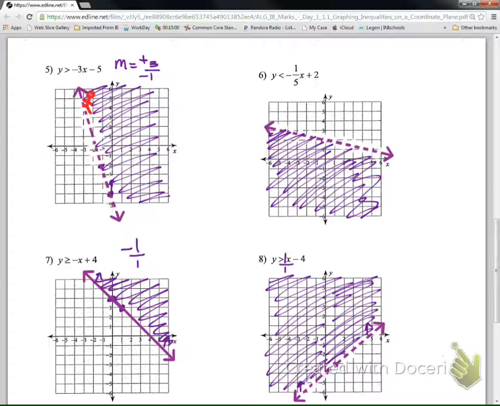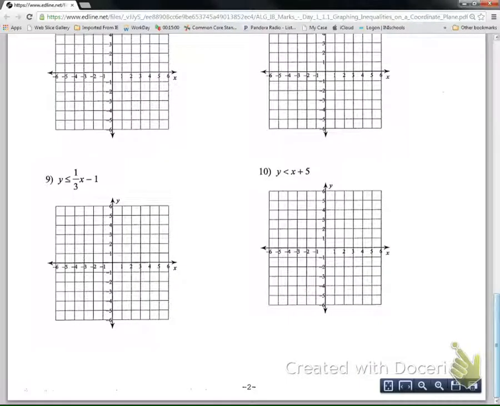Alright. Push pause and do the next 2 problems, and push play when you're ready to check. Problem number 9, you would have to find the y-intercept of -1. The slope is 1/3, so you go up 1/3. Connect your points with a straight line. It has the equal to sign, so we keep it solid. And because the inequality says less than, that means as we go down on our y-axis, that's the area that you shade.